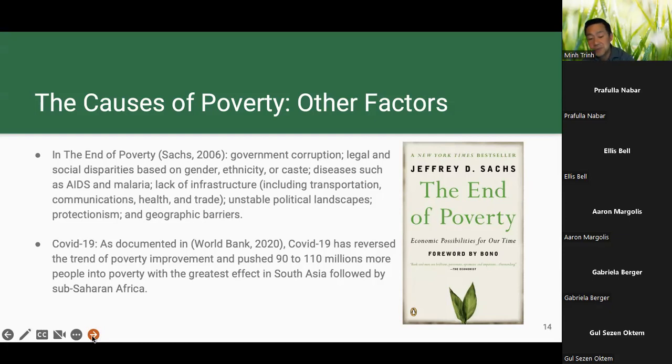And COVID. COVID-19 has reversed the trend of poverty improvements, pushing maybe 100 million people back to poverty, with a great effect in South Asia and sub-Saharan Africa. Next slide, please.